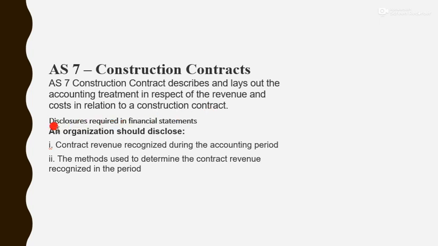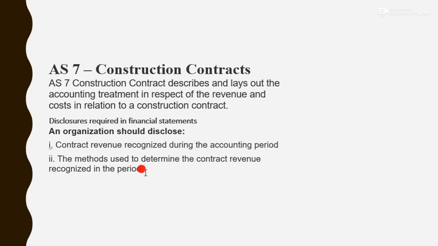Next, it says disclosures required in financial statement. Let's see what are all the things that should be shown in the financial statement. It is implied that the organization has to show them. First one, contract revenue recognized during the accounting period. Second, the method used to determine the contract revenue recognized in the period.